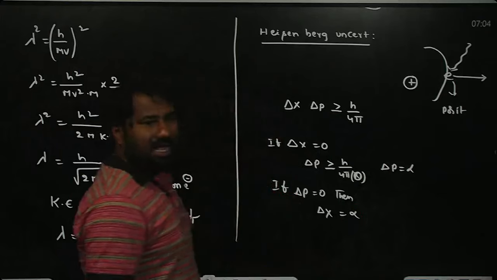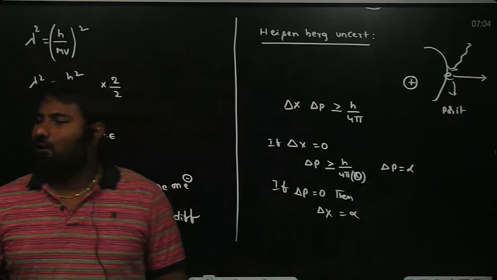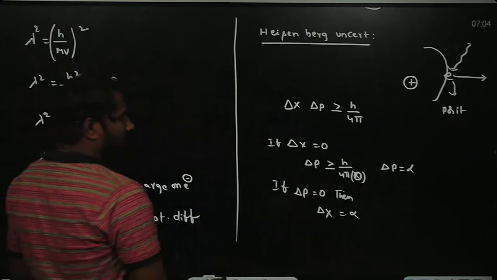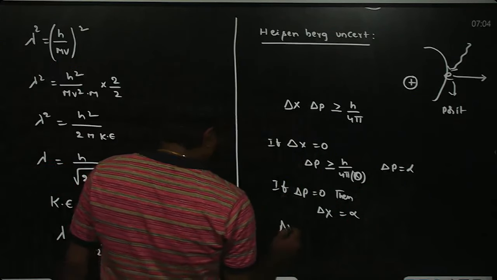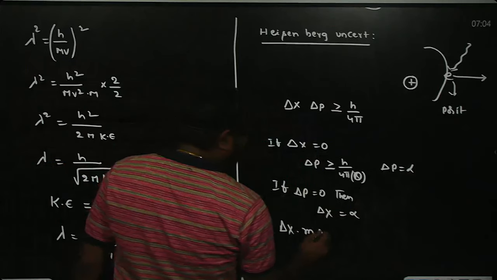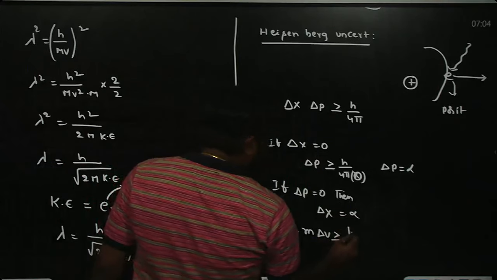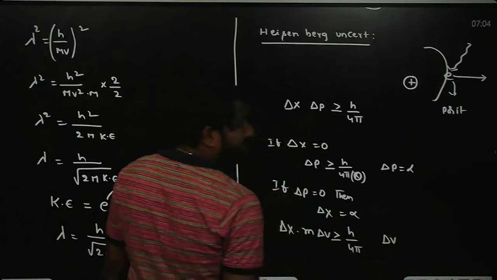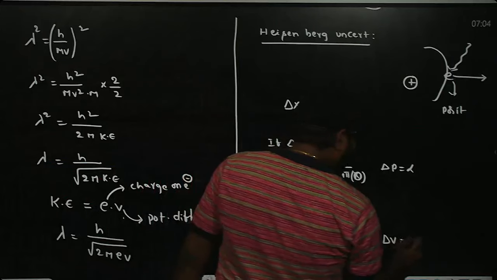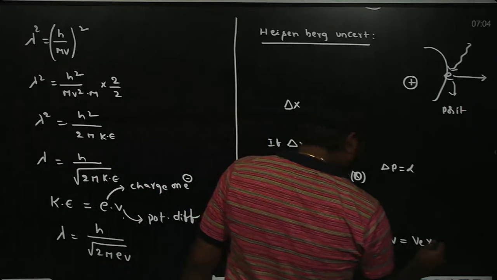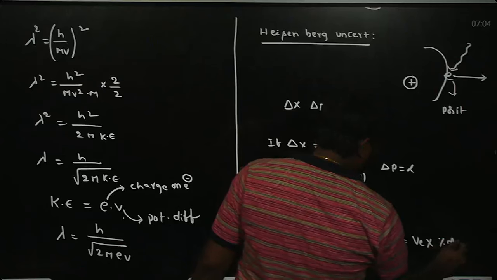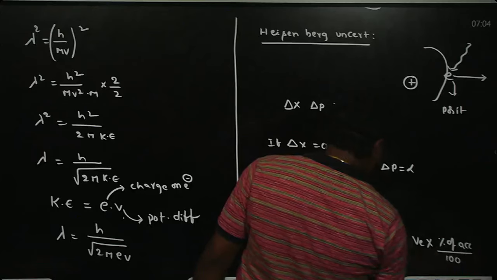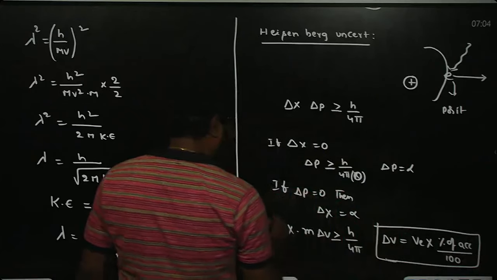That means there must be some uncertainty in the change in position as well as the change in momentum. Okay, for the momentum we are going to substitute the value, so we write delta x into m into change in velocity is greater than or equal to h by 4 pi. And remember one more thing, if you need to find delta v, you can write velocity of electron into percentage of accuracy divided by 100, so that you are going to find the delta v value.